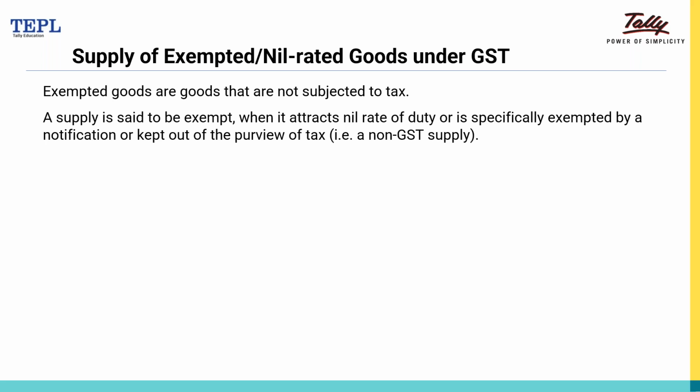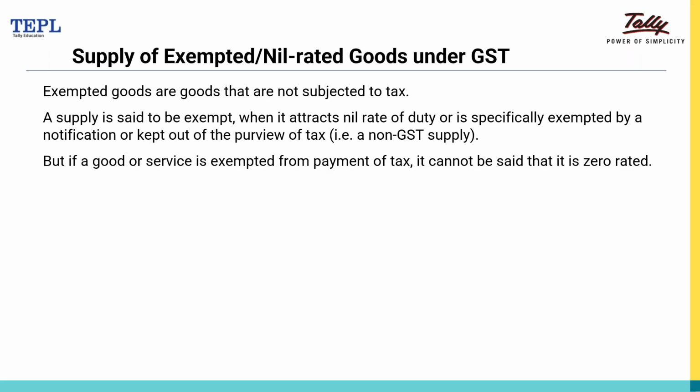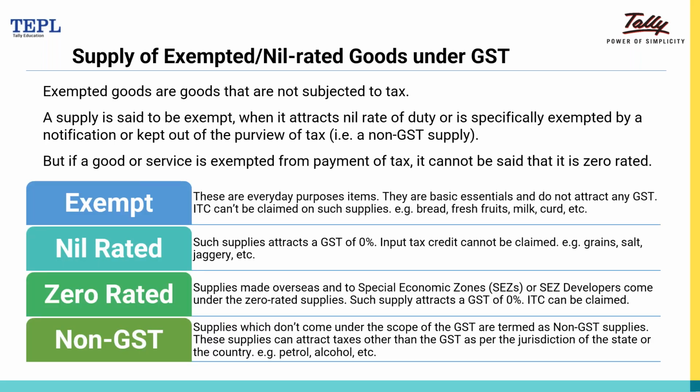So here are 3 concepts. One is nil rated, second one is exempted, and third one is non-GST supply. So we'll discuss all these 3 things. But if a good or service is exempted from payment of tax, it cannot be said that it is zero rated. Why? Because now we have 4 things: exempt, nil rated, zero rated, and non-GST.